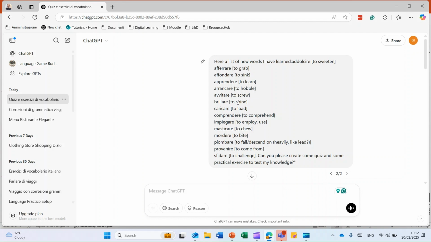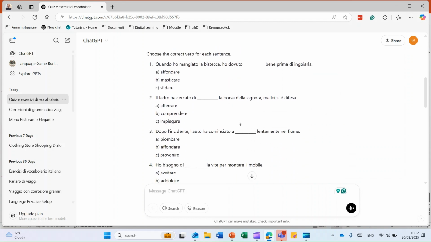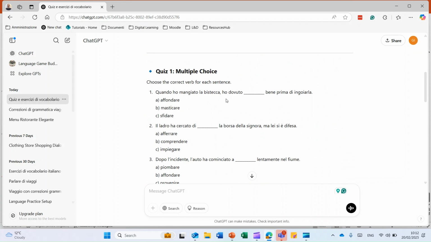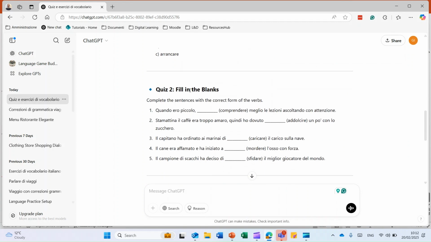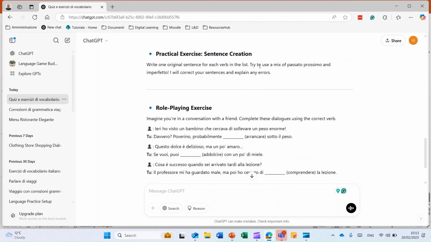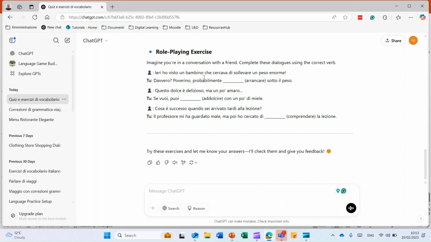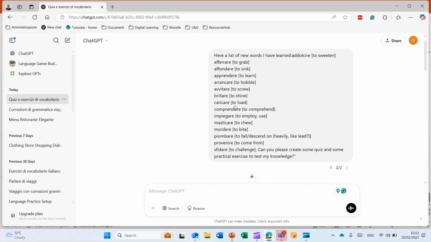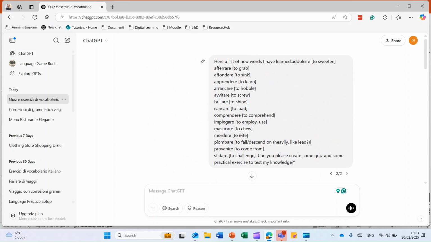I gave it a list, and then this is what ChatGPT did: multiple choice questions, fill in the blank, practical exercise, write one original sentence for each verb in the list. Try to use passato prossimo and imperfetto, correct the sentence and explain any errors. A little role play exercise. So the student can do all of those to try to practice these new words.